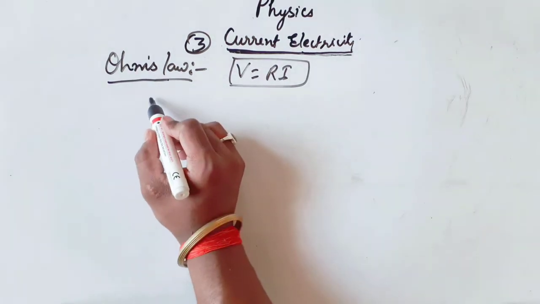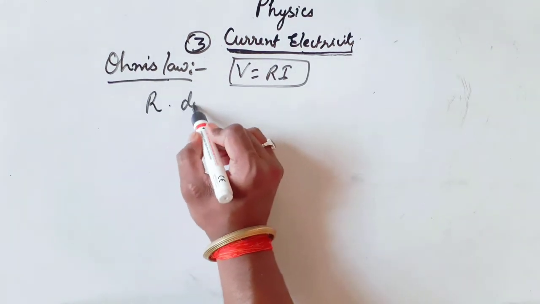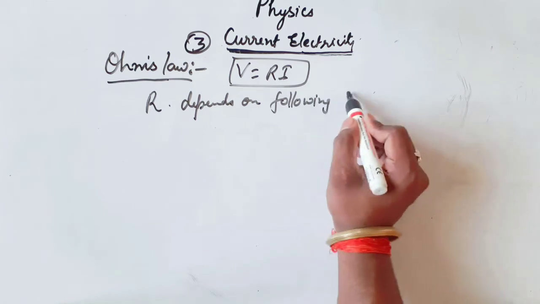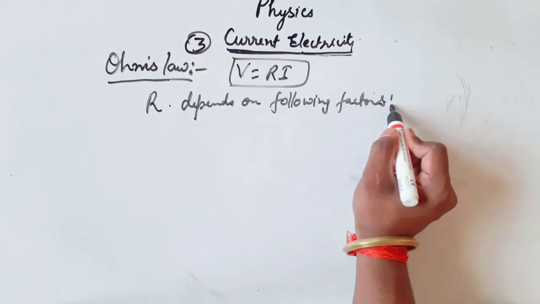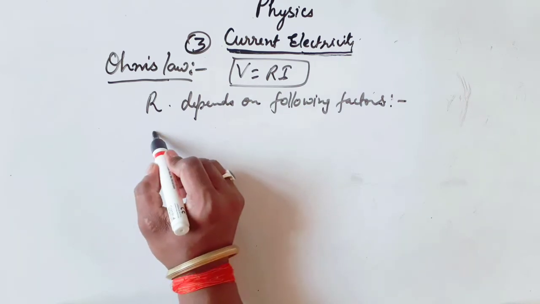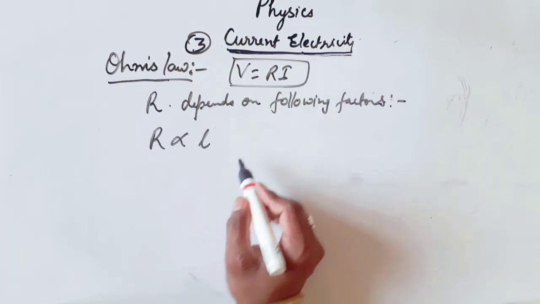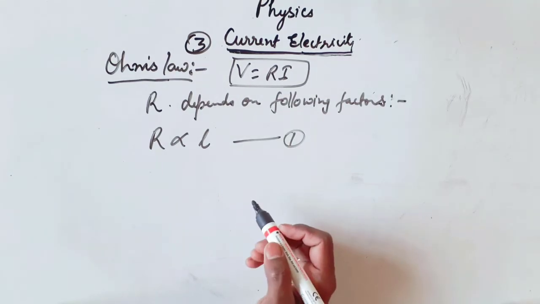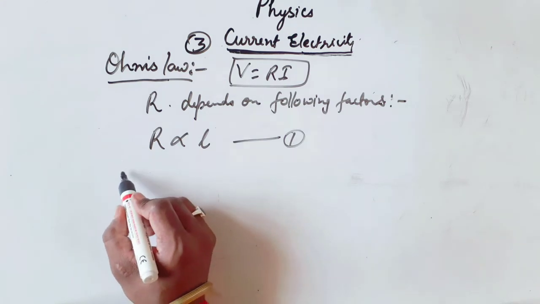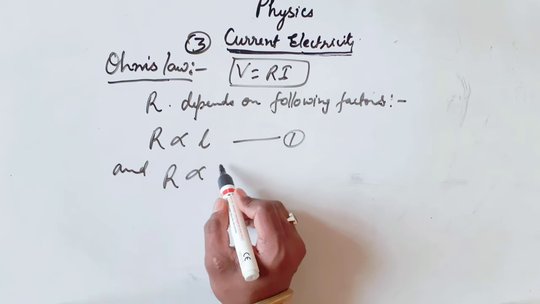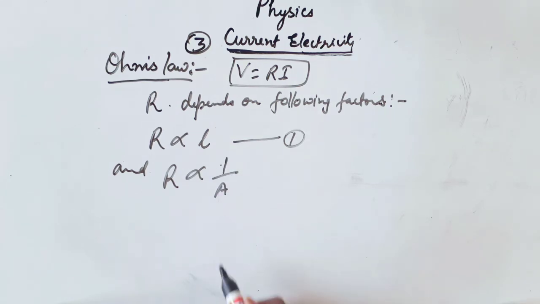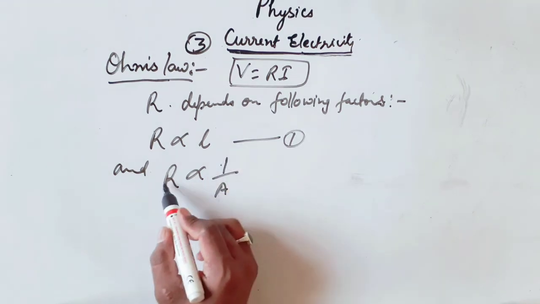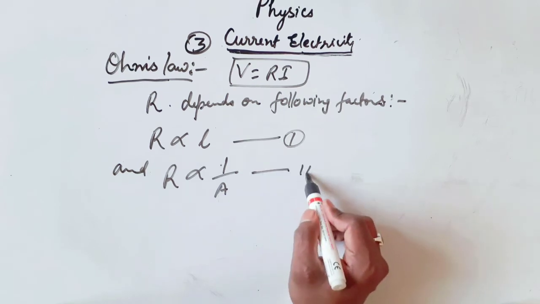This resistance depends on the following factors. The first factor is what? The resistance will be directly proportional to the length of the conductor. Resistance of a circuit will be directly proportional to the length of the conductor. The second one is what? Resistance will be inversely proportional to the area of cross section, meaning R will be directly proportional to 1 upon A. It is our second equation.